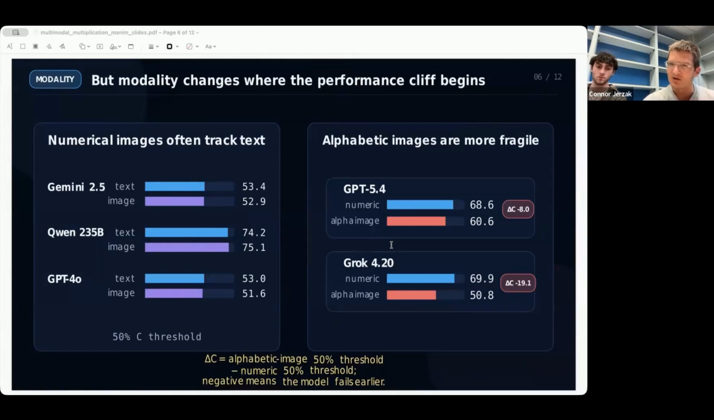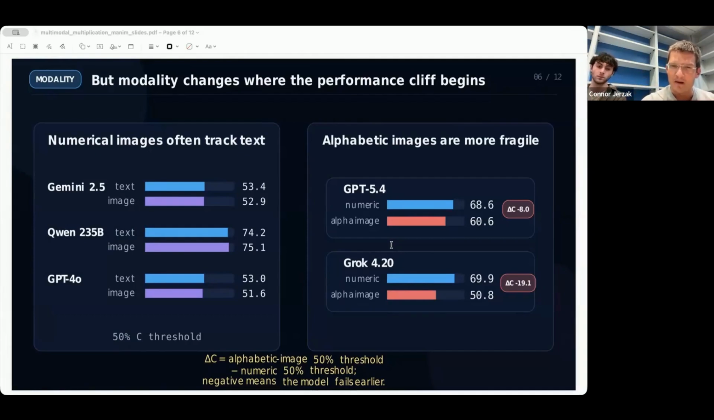Alphabetical images do expose a different sort of weakness. For example, GPT 5.4 drops by about 8 C points from numeric to alphabetic images. In other words, images of the problem in number form versus images of the problem in alphabetic form, written out fully. Grok 4.20 drops about 19 C points in the same setting. The takeaway here is that the same arithmetic can fail either when the model must translate a surface form into a different calculation route or when the overall C burden becomes too great.